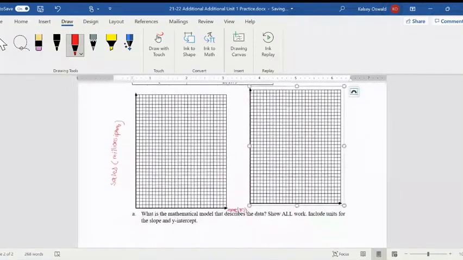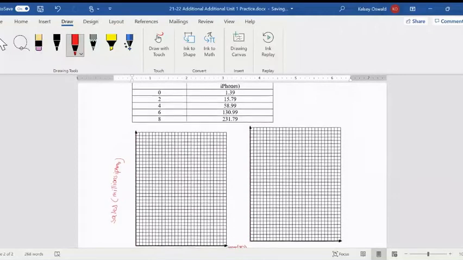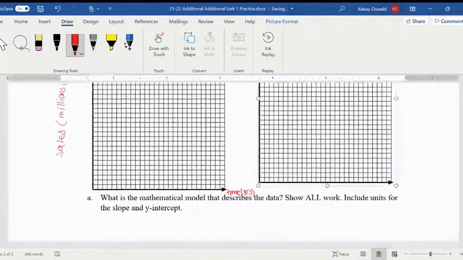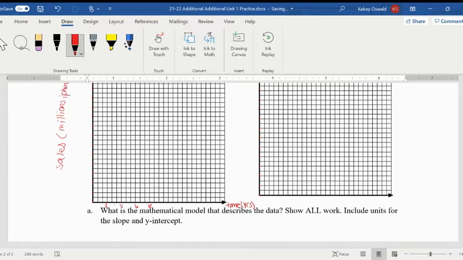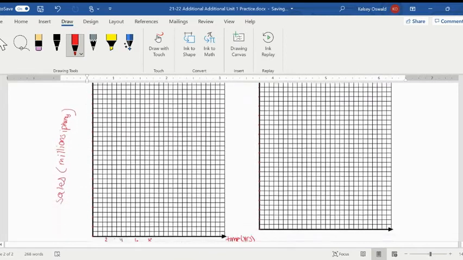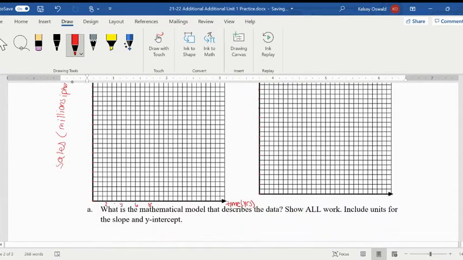Okay, so if we look at our x-axis, we need to go up to 8. So we can scale it however you want as long as we get all 8 points up there. So I'll just go every third. 1, 2, 3. Okay, and then on our y-axis, we need to go up to 230, so I'll go up by 50s.